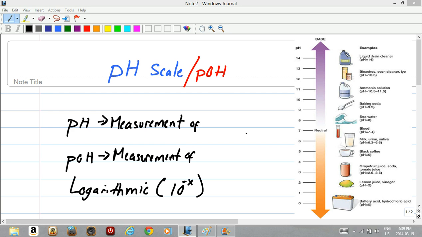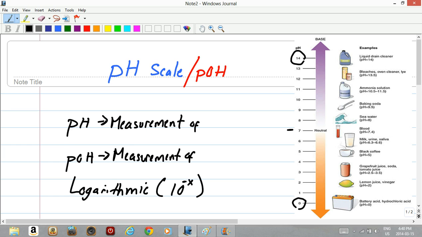Today we're going to talk about the pH scale, and then eventually talk a little bit about the pOH scale. This is a scale that allows us to measure how acidic or how basic a solution is. You can see an example of the scale on the right over here. We have a scale that ranges from a pH of 14 right here down to a pH of 0.